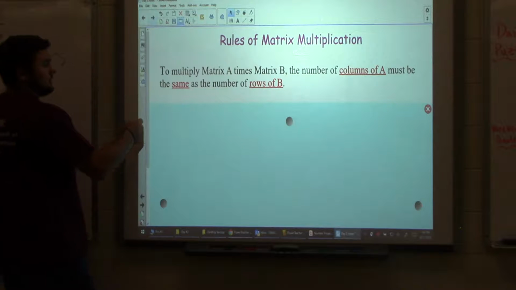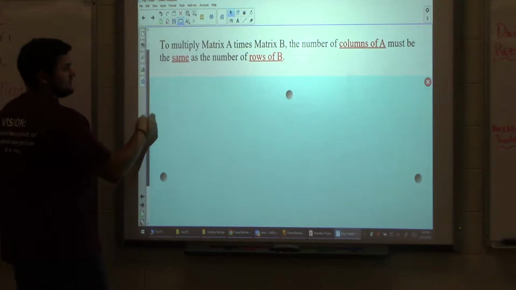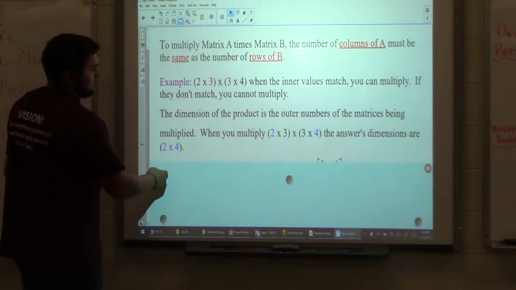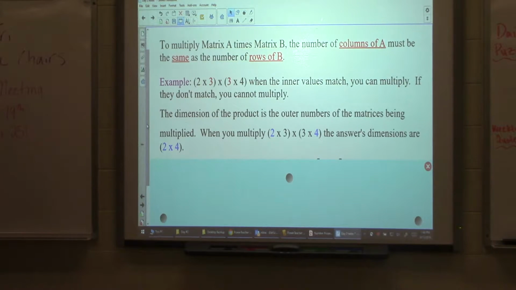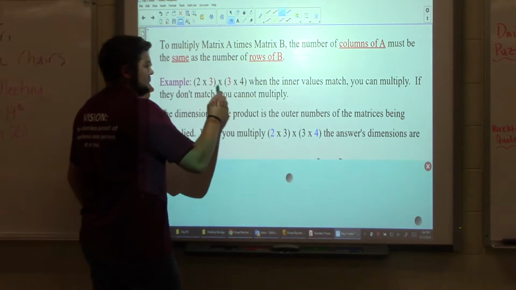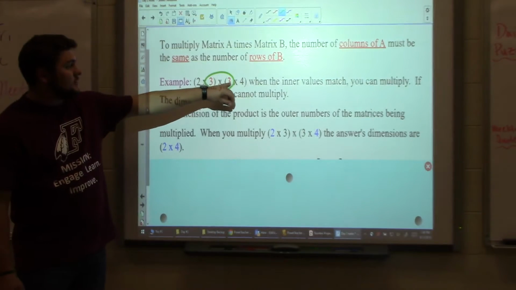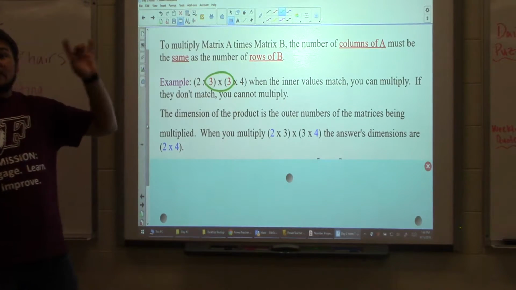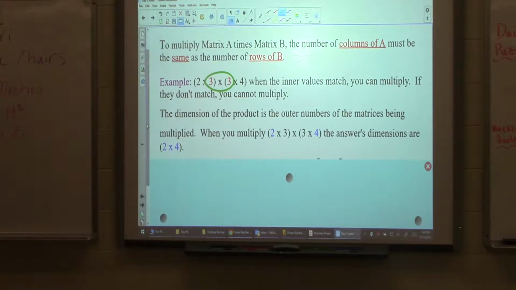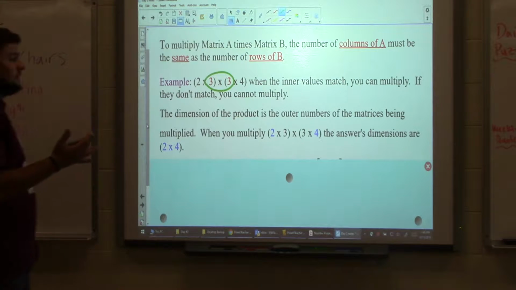Alright, so the number of columns in A must be the same as the rows of B. As an example, if we have a 2 by 3 matrix multiplying a 3 by 4 matrix, and you write out the dimensions, these middle numbers should be the exact same. Right? Because that's the columns of A and the rows of B. If they're not, it's undefined and you can't multiply them.